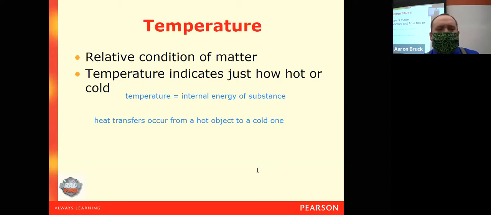But temperature itself is not a measurement of heat energy. It's a measure of internal energy. How fast are those molecules in that substance moving? Heat energy is what happens when energy is transferred from one object to another.